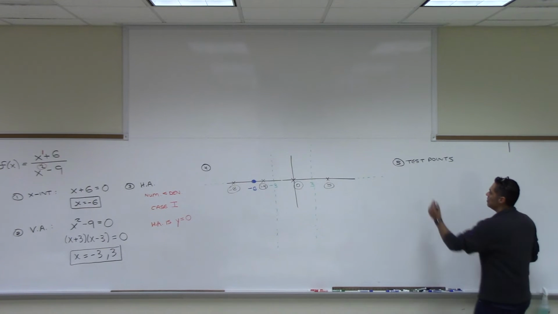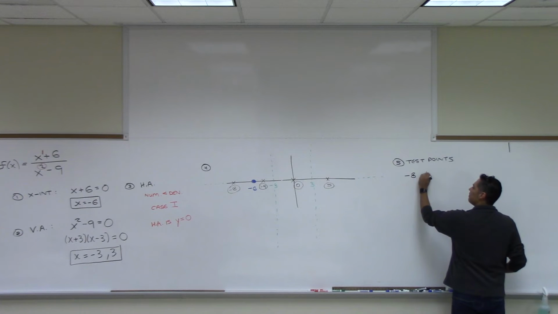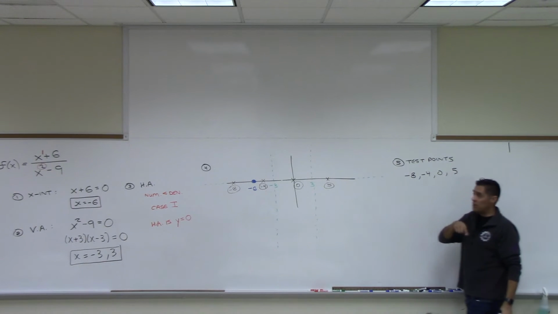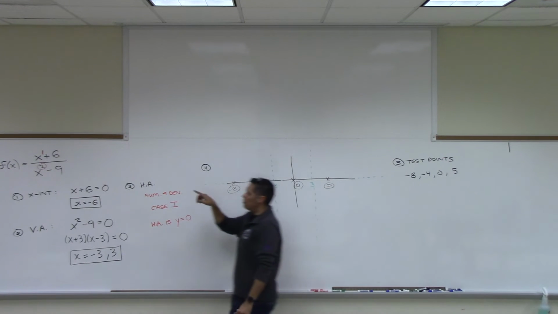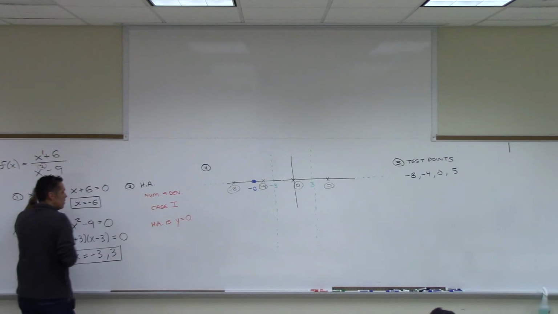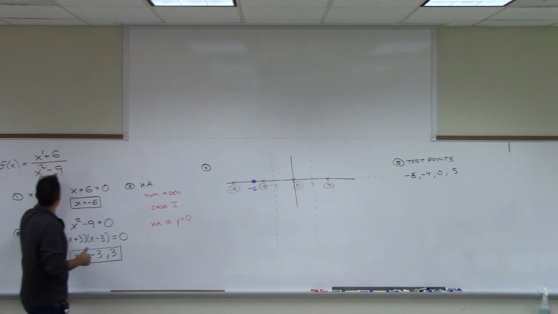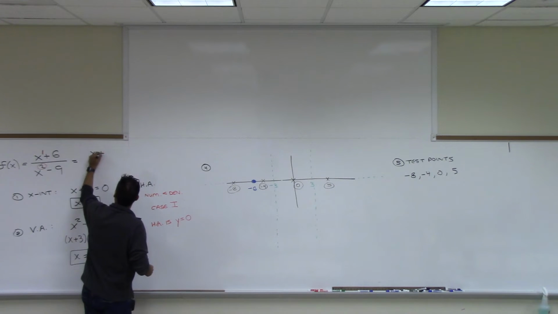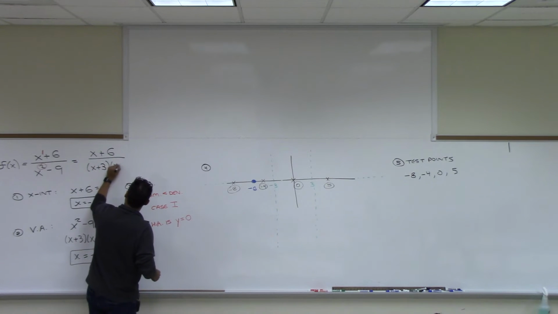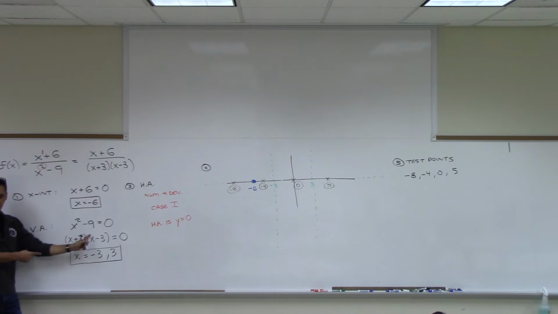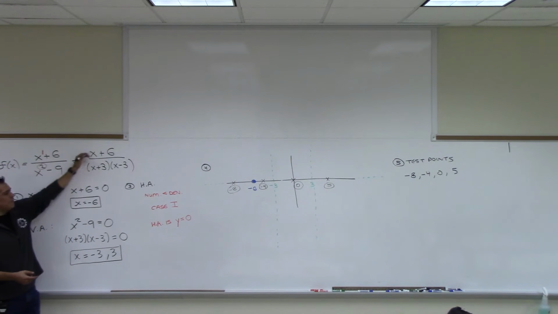All right, what are we going to do with these test points? -8, -4, 0, and 5. What am I doing with these? Plug them into the function, right? And when I told you plug them in here, you can just plug them in, but there's also a shorter way, where I rewrite this function in its factored form. And we've already factored though, right? We've already done this here. So all we're doing is rewriting the bottom that way.